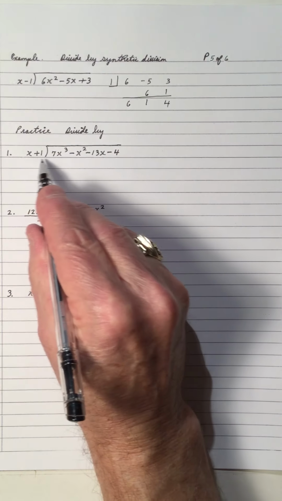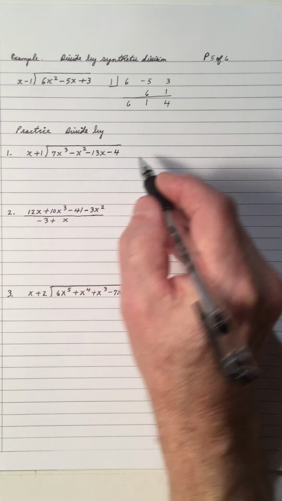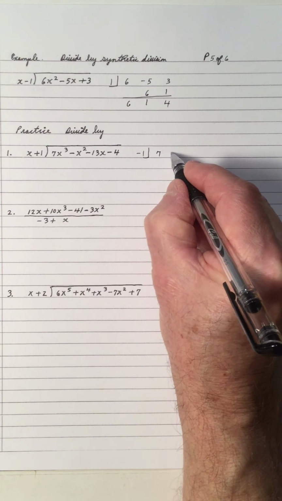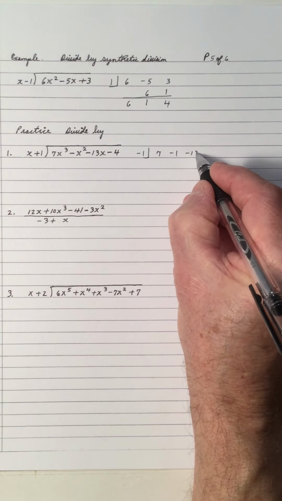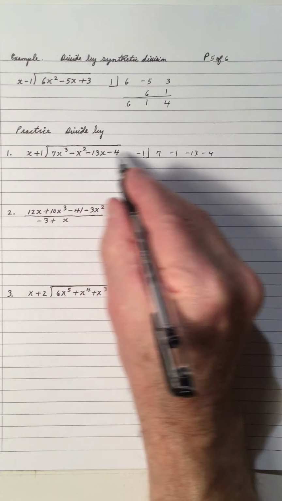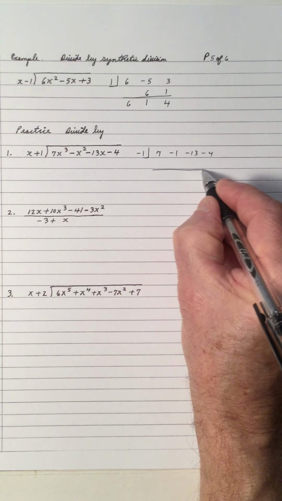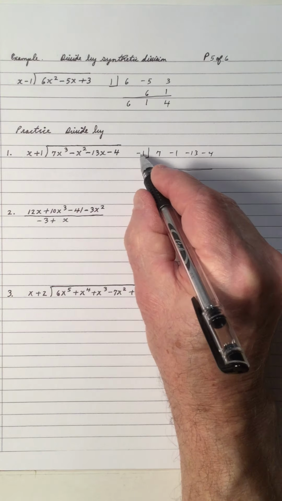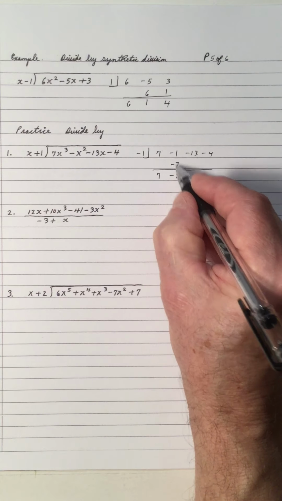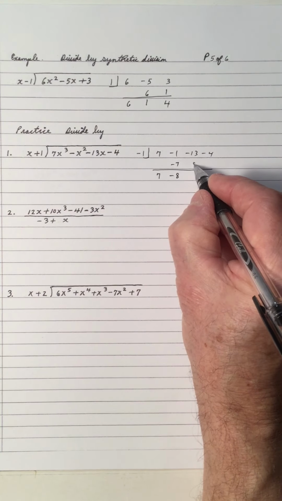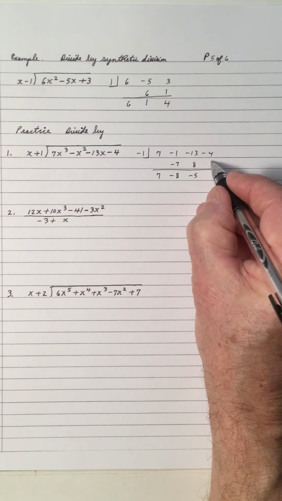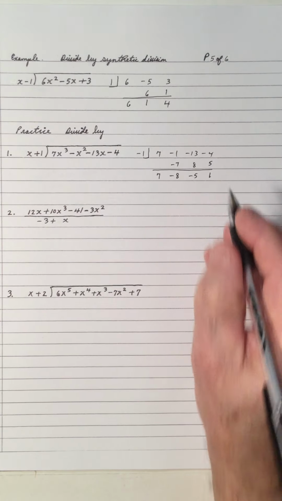And it's the same here. We have 3, 2, 1, constant, so that's a negative 1. And it's a 7, negative 1, negative 13, negative 4. There's nothing missing, so everything is okay. So bring down your 7. Negative 1 times 7, negative 7. Add negative 8. Negative 1 times negative 8 is 8. Add, is negative 5. Negative 1 times negative 5 is 5. Add, we get a 1.